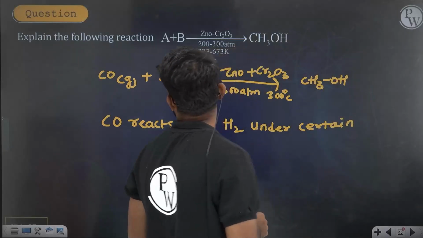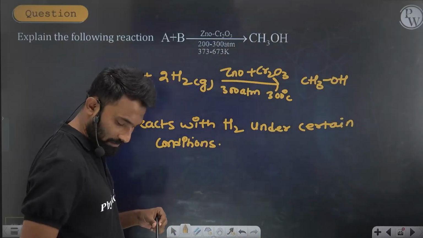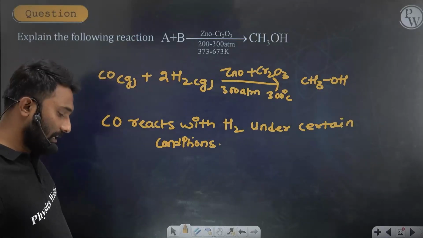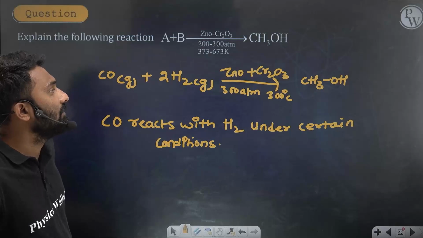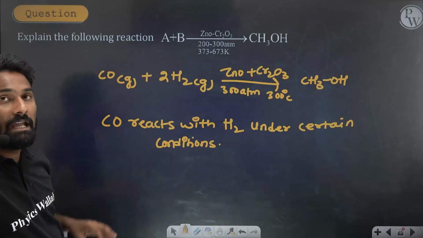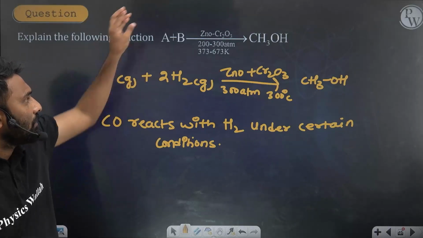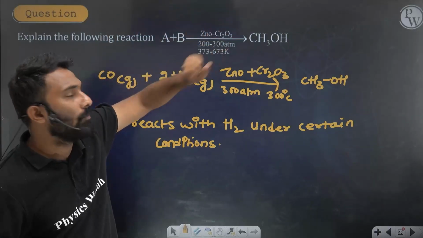Next, explain the following reaction. A plus B, in the presence of zinc oxide and chromium oxide, gives ethanol. Now, what are A and B? Here we have to remember zinc oxide and chromium oxide.